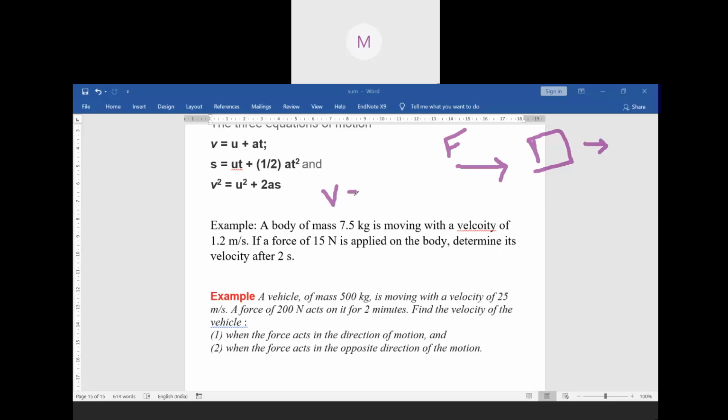V equal to u plus at. Now if it is acting along the direction of motion, then will a be positive or negative? Tell me that. Are you understanding what I'm saying? Imsong gave a correct answer. Can anyone else say, if a force is acting along the direction of motion, will a be positive or negative?